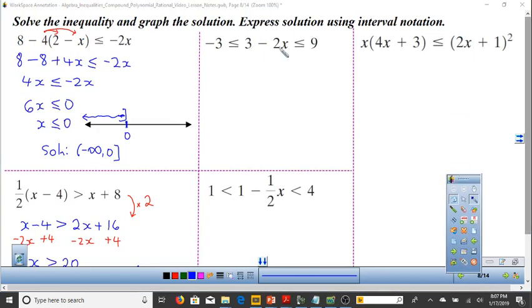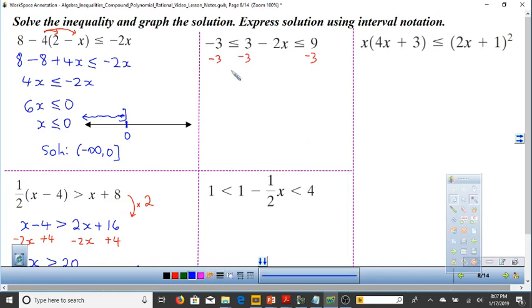Now let's take a quick look at this compound inequality. The aim is to get the x by itself in the middle, so I need to get rid of the 3 first. So I subtract 3 from each part, and that gives me negative 6 is less than or equal to negative 2x, which is less than or equal to positive 6.